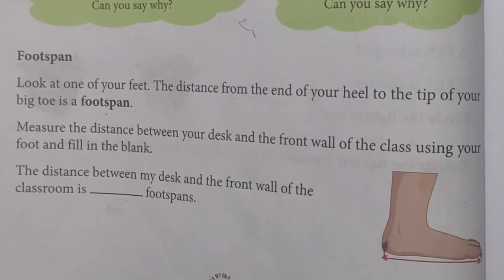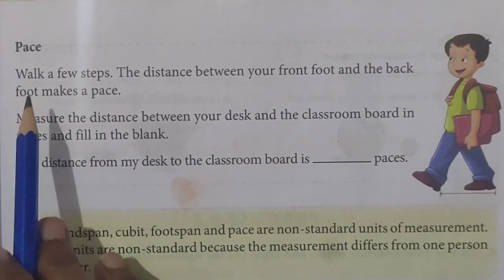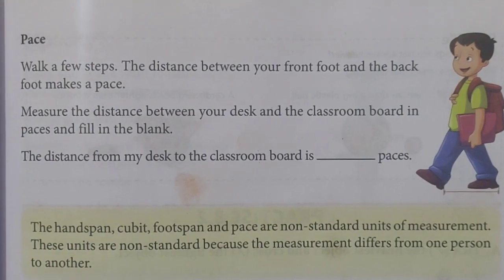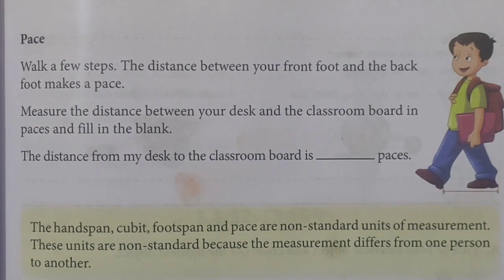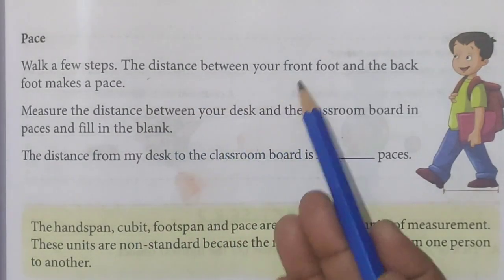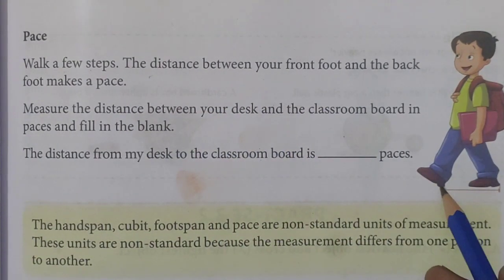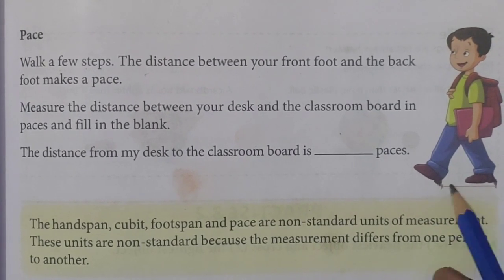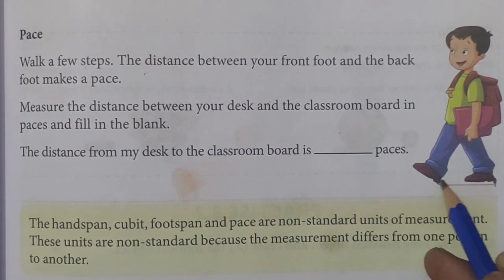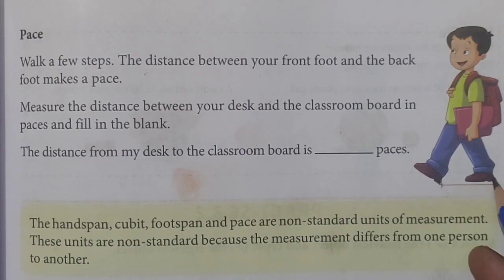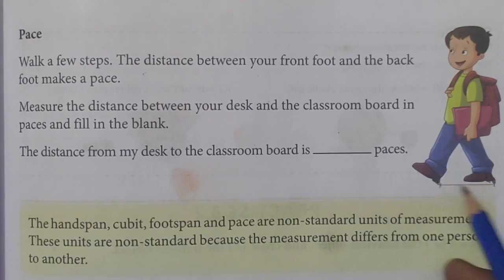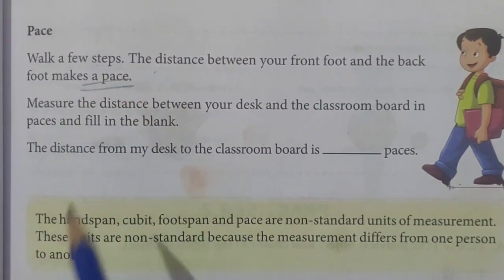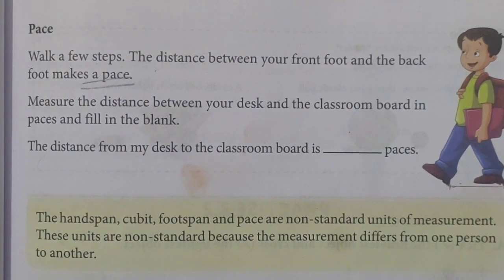Now the next concept we will see is pace. What is meant by pace? Walk a few steps. That means you have to walk normally. The distance between your front foot and the back foot makes a pace. From here to here, the distance between the back of the first leg and the back foot, that is nothing but the pace. What do we say? One pace. That means if we take one step, it is one pace.